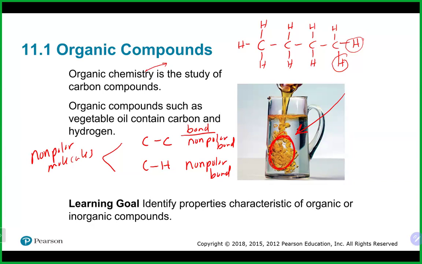And usually what will happen is they'll just separate out from each other, because they don't have a way to keep that interaction going. So a lot of organic compounds, which are nonpolar, do not work really well with water.